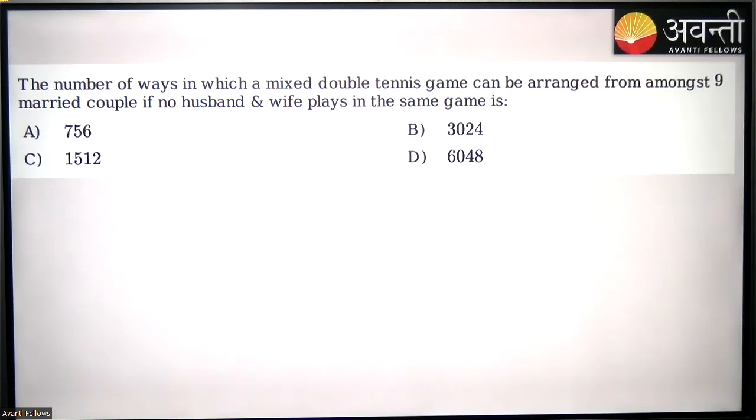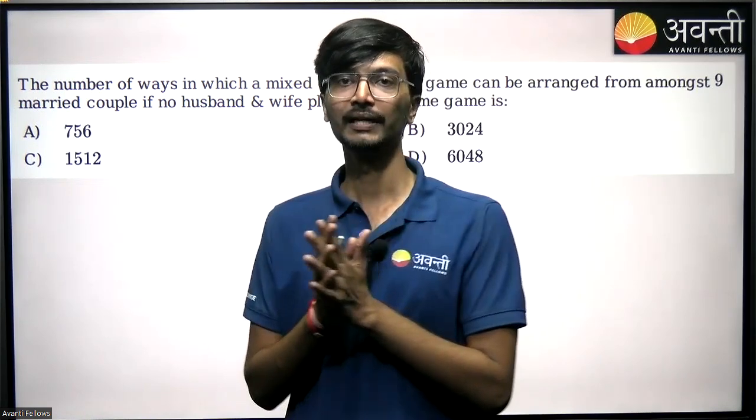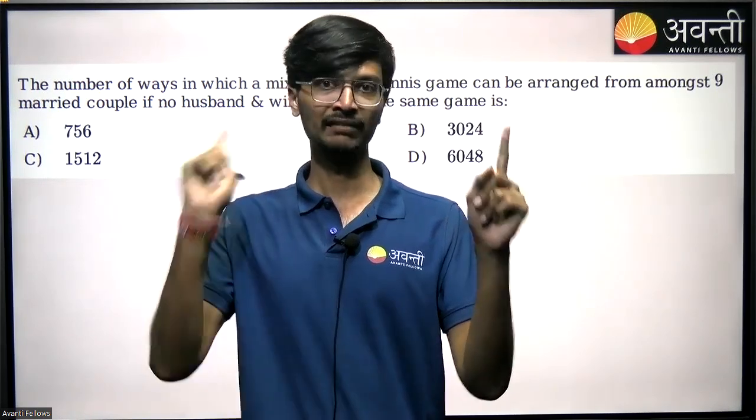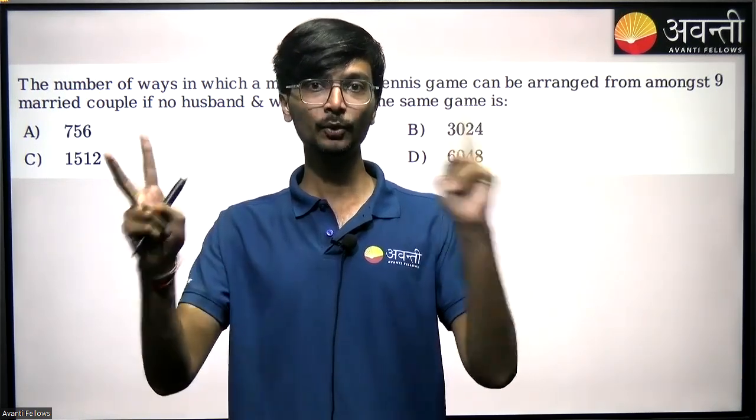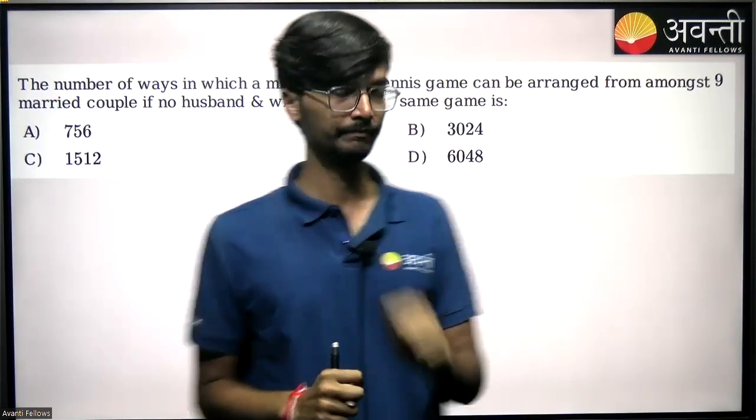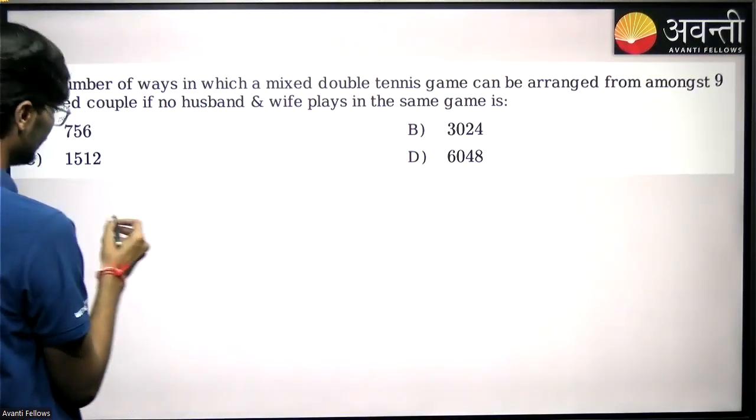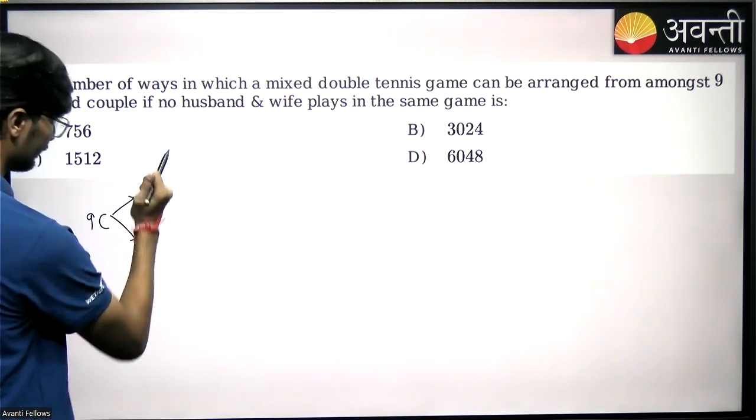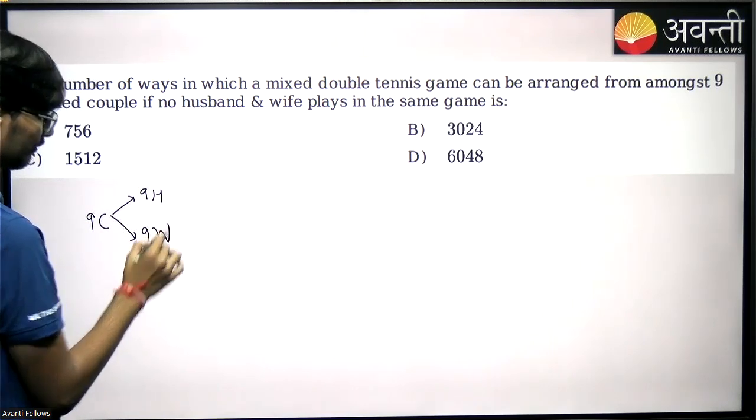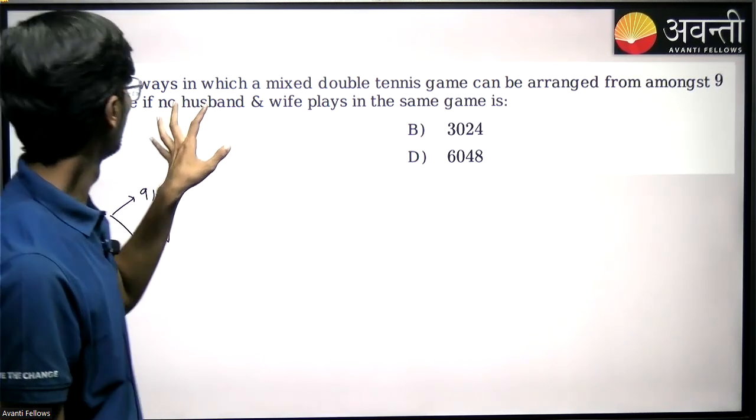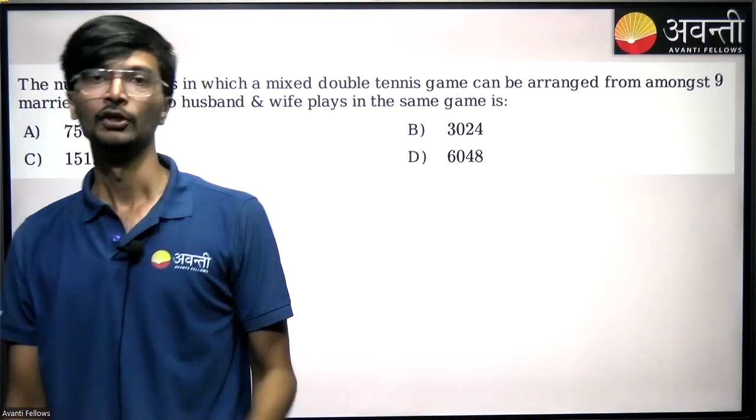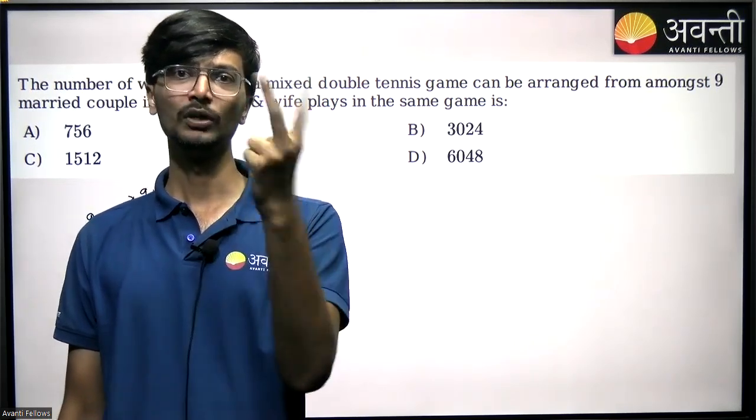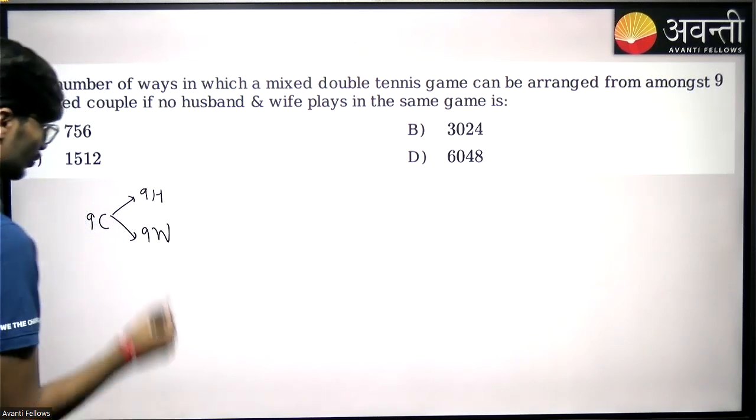The number of ways in a mixed double tennis game. I hope you know what is meant by a mixed double tennis game. That means in a normal single player game, there are 1 and 1, 2 players playing. In doubles, there will be 2 and 2, meaning a total of 4 players will be playing. Right? 9 couples. So 9 couples means 9 men and their 9 wives. So 9 husbands and 9 wives. No husband and wife play in the same game. So let's say we are playing a game, then we have to select a total of 4 people. That means we can select 2 husbands and 2 wives.